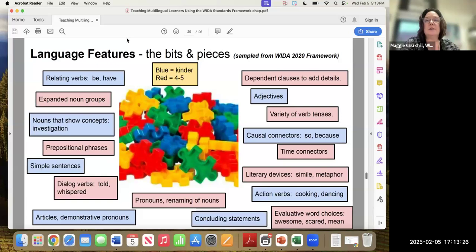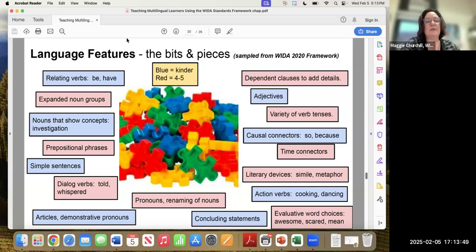They have to be able to construct a simple sentence in speaking and ultimately in writing by end of year. They have to use demonstrative pronouns, this, that, these, and those. They have to use adjectives. They need connectors like so and because. Those action verbs, they're pretty good at that with ing, right? And a concluding statement. So these are the expectations at the level of language.